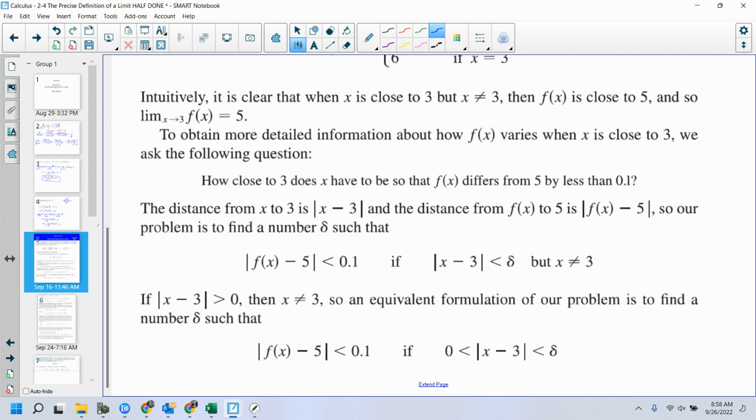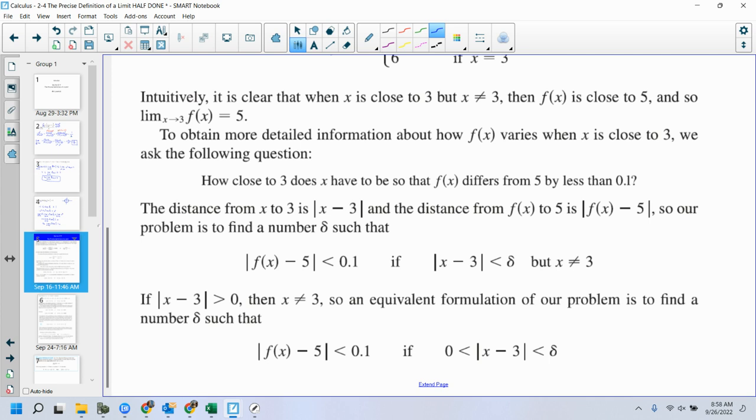So that means the x values, the difference from x to 3, has to be less than delta. Okay? We want to find a range of possibilities for our x value to fall in so that our y values come out to be less than 0.1 apart from 5. That's the goal here. Okay?